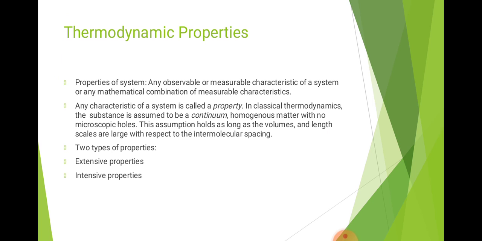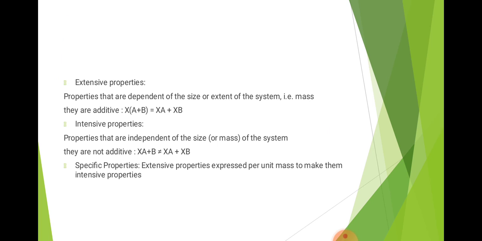Now we can see what is meant by extensive properties. The properties that are dependent on the size or extent of the system, that is mass. It means in this property we add two properties, or the same property at different levels or states. For example, x is some kind of property which is measured at point A and point B. So this is the additive function.